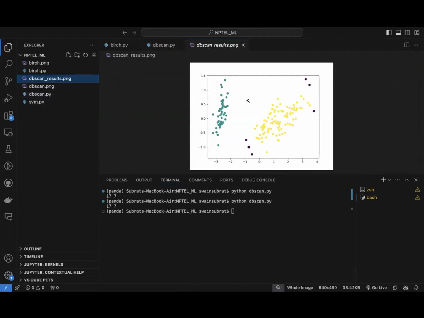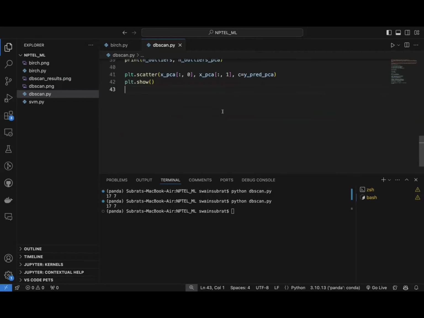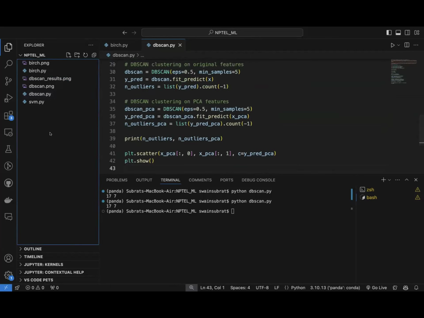So this is the result that came for this code. There is one cluster, there is another cluster, and these are the outliers that are given in the violet. Coding is not a problem now. You just have to understand this, and the rest of it will be done by the AI. You just have to understand what these things are and how to use them.